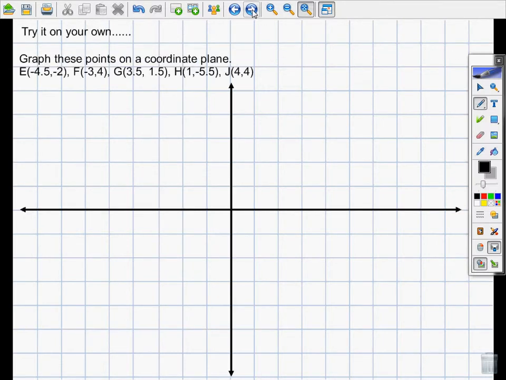So let's flip the page. Flip 2 pages, try it on your own, and graph those points on the coordinate plane. Do that now. See what you can do with E, F, G, H, and J. I did give you a couple that had decimals in it, just to see how you did on it.